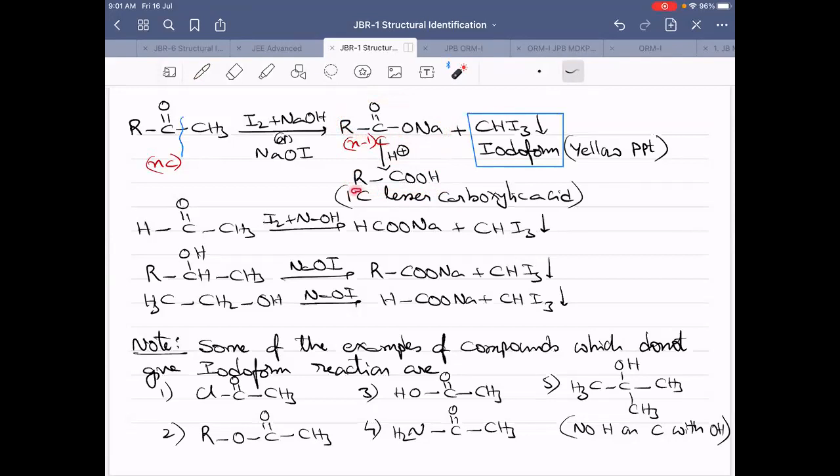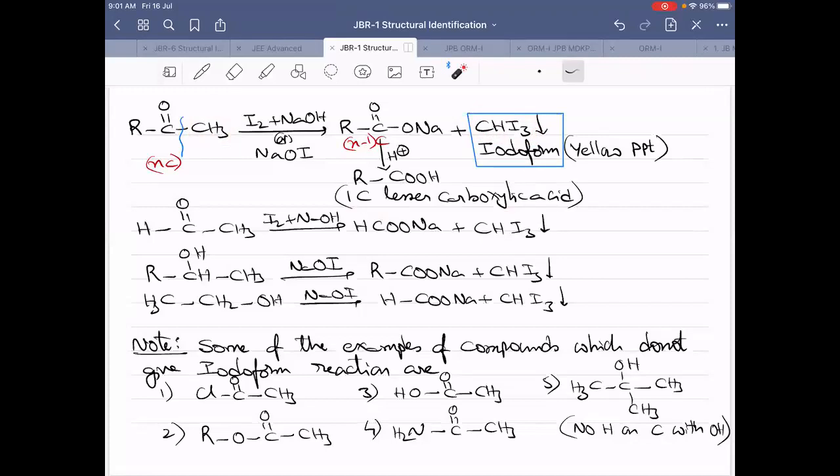But suppose you want a carboxylic acid for some other purpose, not to waste it, then you can do acidification. So actually this is O minus Na plus. This O minus will take the H plus ion and become OH. Like that, you can get a carboxylic acid with one carbon fewer. And along with that, this methyl group is the one which will be converted into iodoform.